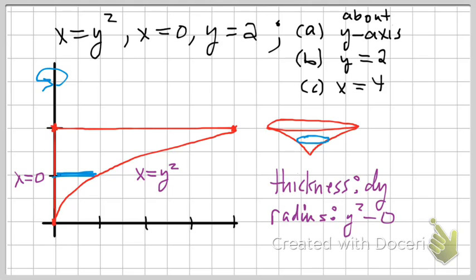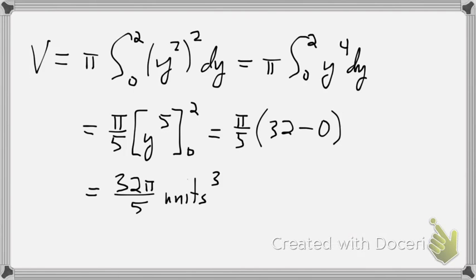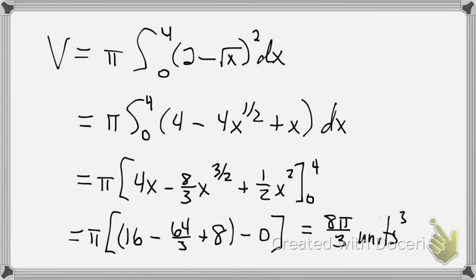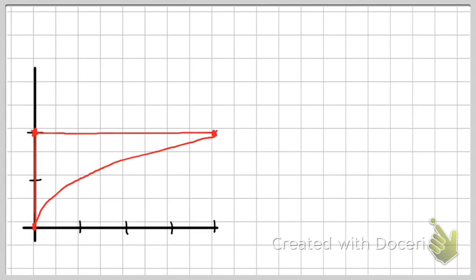All right, so notice, we took a shape. When we spun it around the y-axis, we generated this low wide tornado with 32 pi-fifths cubic units volume. Same shape spinning around y equals 2 gave me this little horn shape whose volume was 8 pi-thirds cubic units. But I gave you more, right?